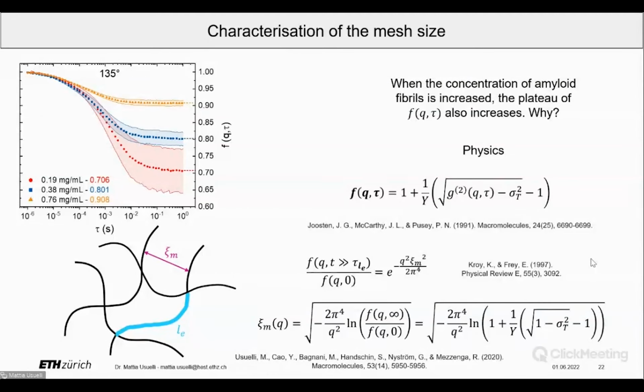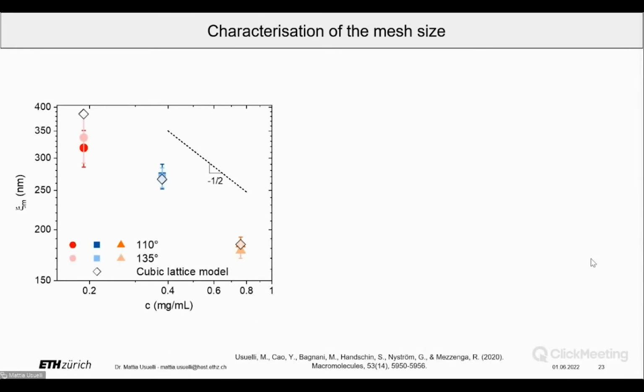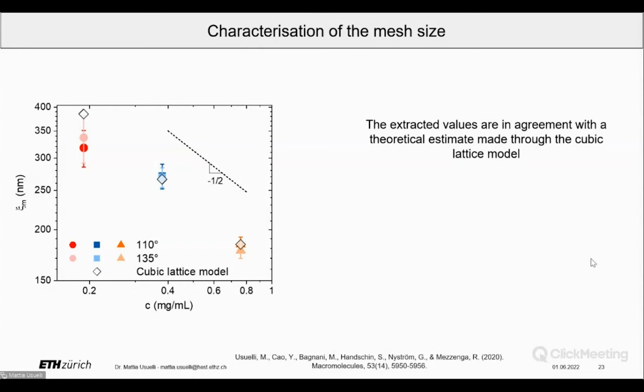And actually, we put everything together, and we see that from dynamic light scattering measurements, we can extract a static parameter of our sample. What you see in this graph is the value of the mesh size, extracted as a function of concentration. In more detail, you can see measurements at two different angles. Later, I will explain why we perform measurements at different angles and which different information we can get.